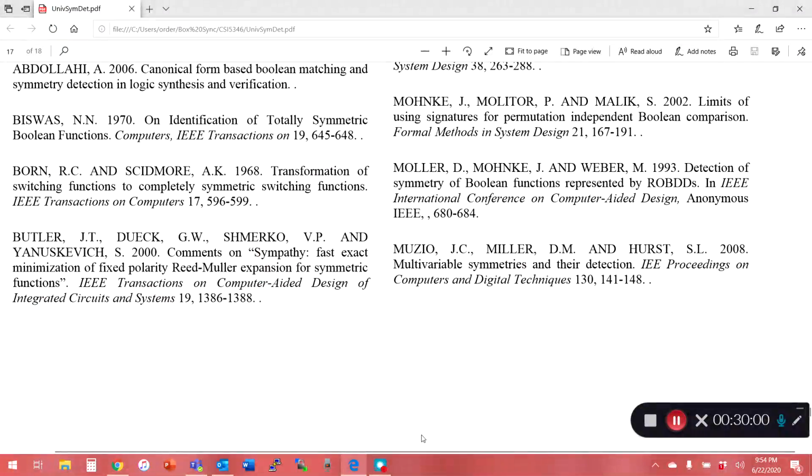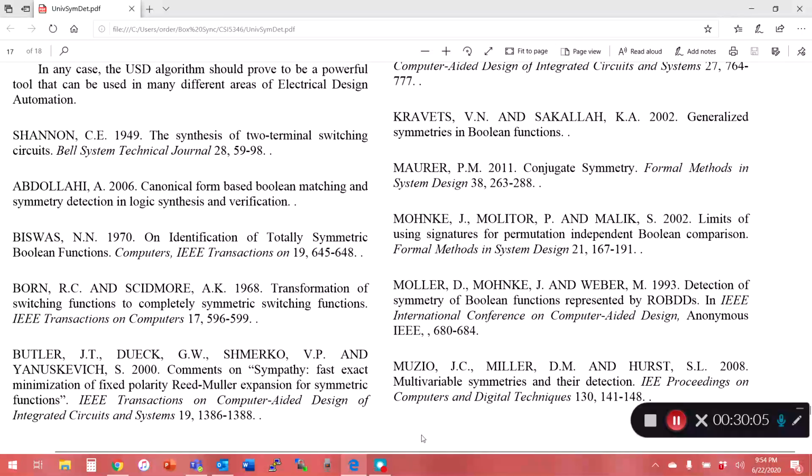And if you're interested in more information, go ahead and look at the references here. Most of them are fairly interesting, actually. So that's all for universal symmetry detection.